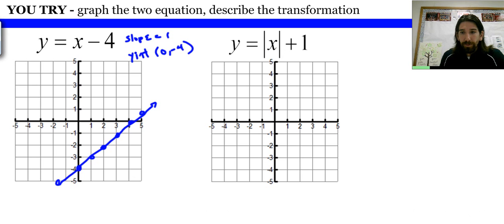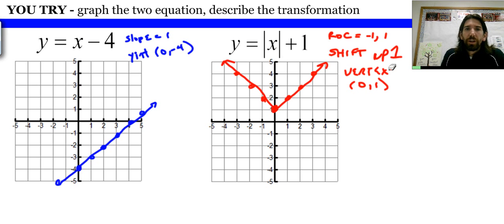All right, so this one, still the rate of change is -1 and +1. Because I'm adding a number on the outside, I'm shifting up 1. That's describing the transformation. I shifted up 1. That means my vertex is now at 0, 1. So here's my vertex, and I go up 1, forward 1, up 1, forward 1, up 1, forward 1, and then I do the V going the other direction.